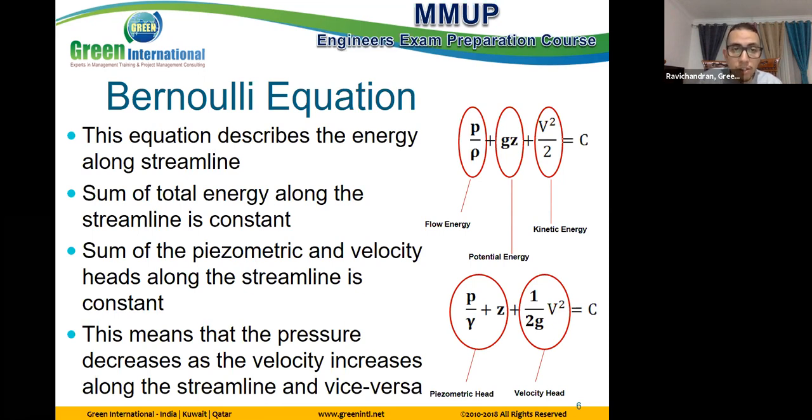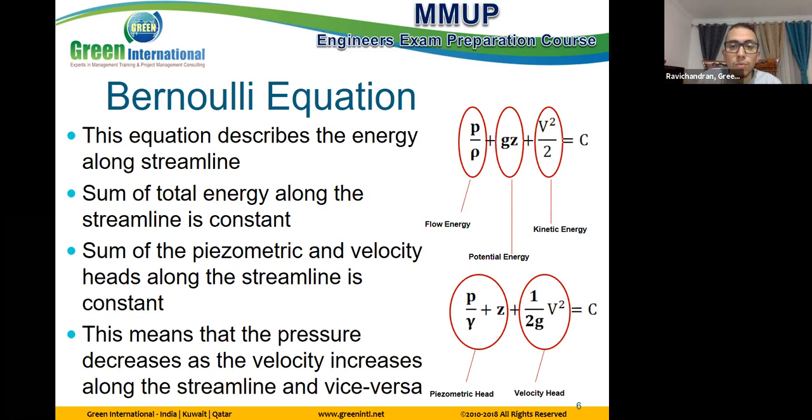For this energy, we have three types of energy at any point. Maybe at a given point it has only two energies, so one of the three is converted to another. Same as energy conversion, okay?